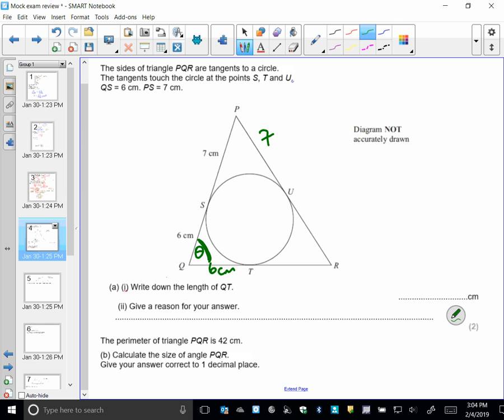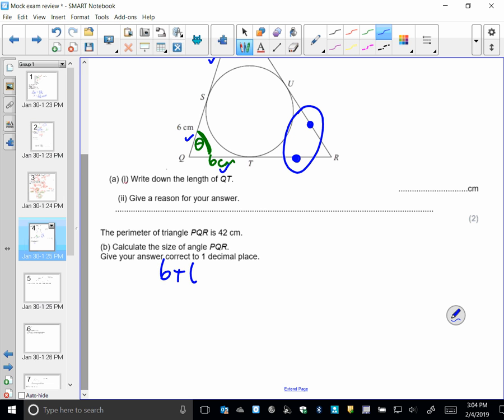Now, I'm not asking what the value is, but what does it also mean about these two lines? They're equal, yes? Are you with me so far? Well, they've told us that the perimeter of this is 42. So we've got a 6, a 6, a 7, and a 7, and then 2 equal lengths. Yes? So I know that 6 plus 6 plus 7 plus 7 plus x plus x gives me a length of 42.